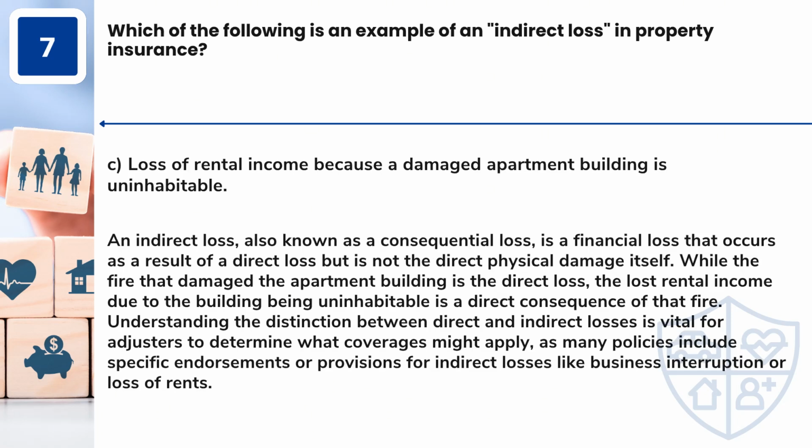Answer: C. Loss of rental income because a damaged apartment building is uninhabitable. Explanation: An indirect loss, also known as a consequential loss, is a financial loss that occurs as a result of a direct loss but is not the direct physical damage itself. While the fire that damaged the apartment building is the direct loss, the lost rental income due to the building being uninhabitable is a direct consequence of that fire. Understanding the distinction between direct and indirect losses is vital for adjusters to determine what coverages might apply, as many policies include specific endorsements or provisions for indirect losses like business interruption or loss of rents.